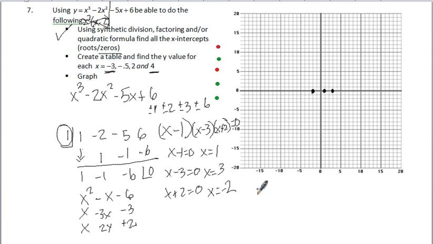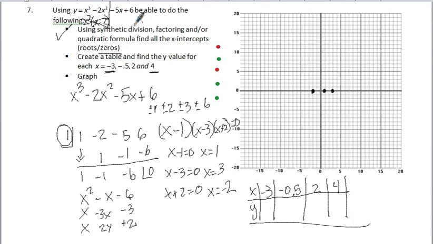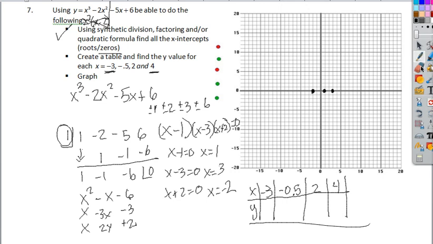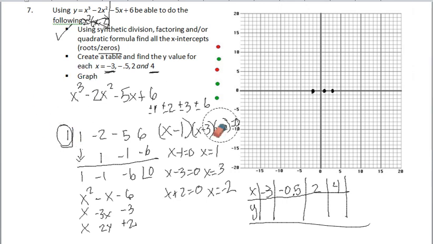So let's plug those in. So if we do an x and y, and we plug in a negative 3 and a negative 0.5 and a 2 and a 4, and we plug those into our equation up here. Let me make some space. So I'm going to erase this. So pause if you need to write it down.